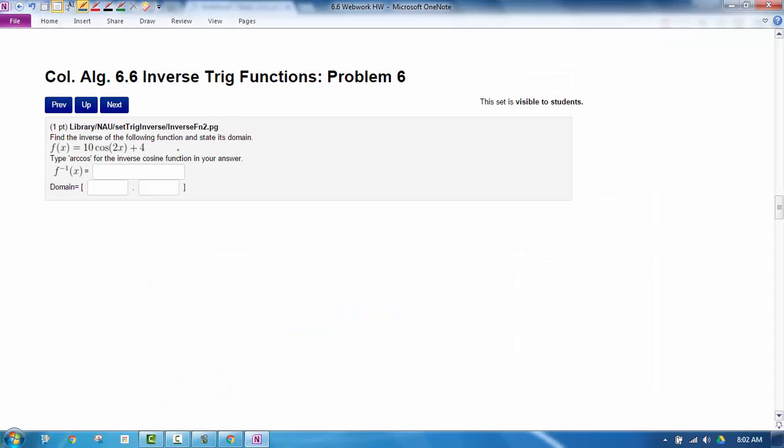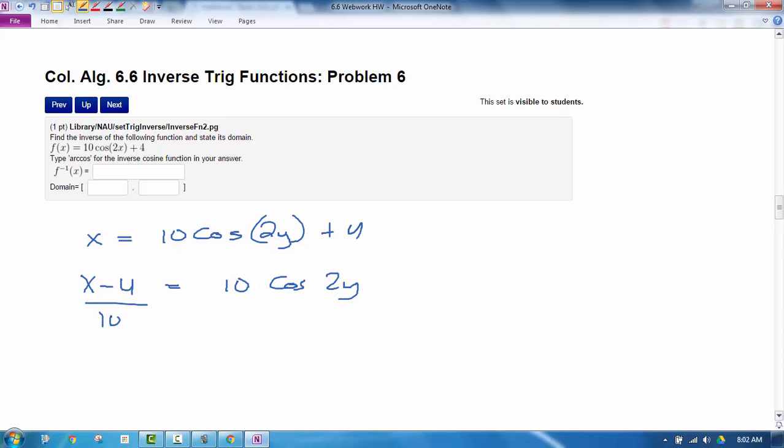Now the next problem, in order to find an inverse function, I'm going to have to switch x and y. So I'm going to take the original function and just switch x and y. And then I'm going to solve by solving for y. So I'll subtract 4 from both sides. I'll divide both sides by 10. And then I'll take the inverse cosine. So I have an inverse cosine of (x minus 4) over 10 equals 2y.